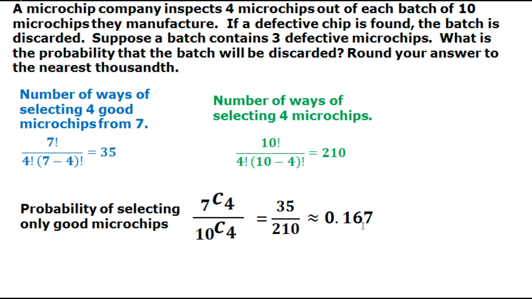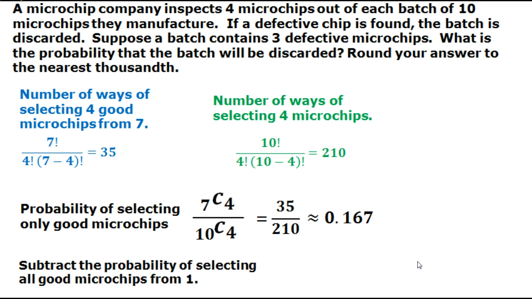But what the question's asking is, what's the probability that the batch will be discarded? In other words, what's the probability that at least one of them is not a good microchip, that it's a defective microchip? The way we calculate that is 1 minus the probability that all of them are good. So we're going to subtract this from 1. 1 minus that will give me 0.833, rounding to the nearest thousandth.